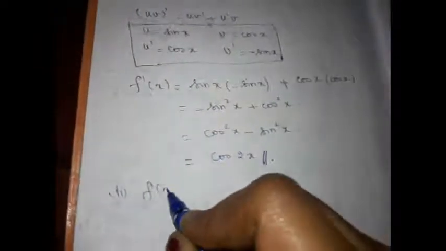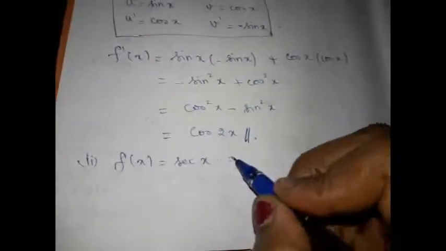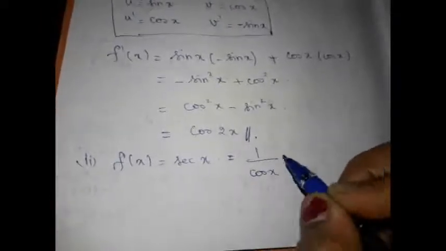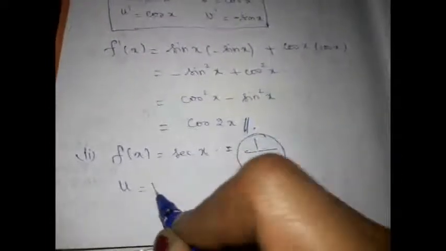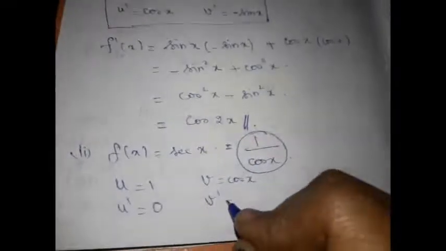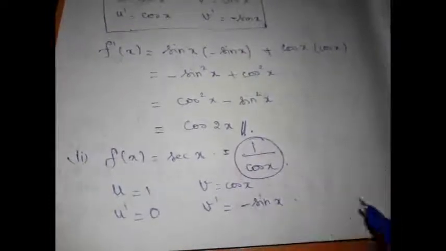Let us see how to solve our next question. f of x is equal to secant x. We don't know the derivative of secant x directly. So we are going to rewrite it in terms of sin and cos. Secant can be written as 1 by cos x, right? Now you can perform the derivative of this using the quotient rule, u by v. So u is 1, v is cos x. So what is u'? If we differentiate 1, we are going to get 0. What is v'? If we differentiate cos x, it is going to be minus sin x, right?